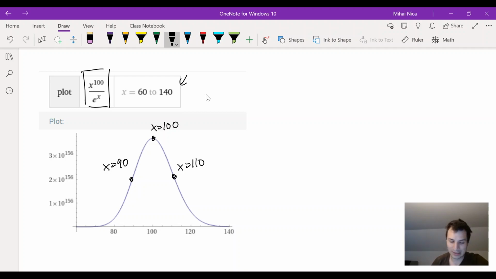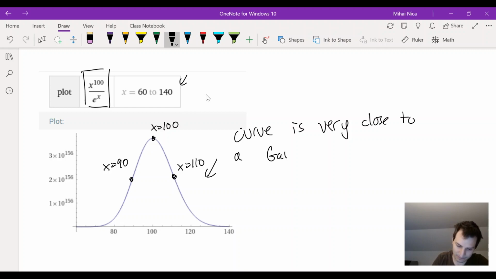And maybe I'll say one more thing. This is an exciting fact. This curve is very close to a bell curve. Very close to, I'll call it, a Gaussian bell curve. So there's a theorem in probability called the central limit theorem that says that a lot of complicated functions in real life end up being close to bell curves. And this is one example.